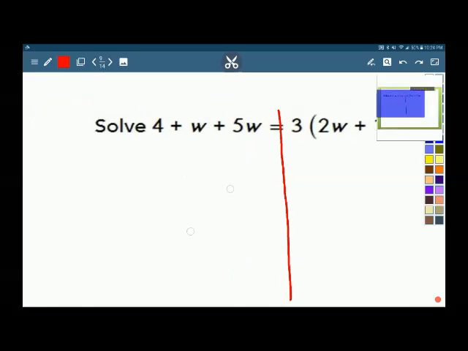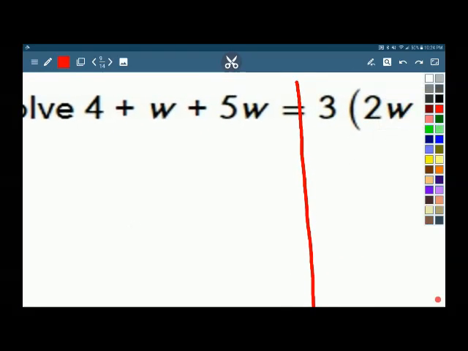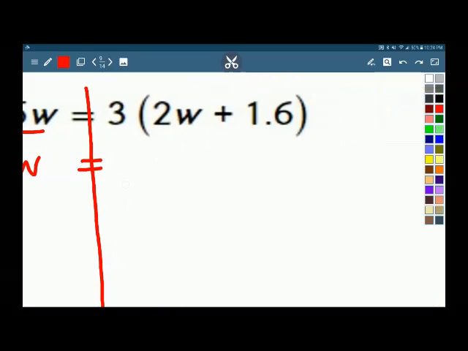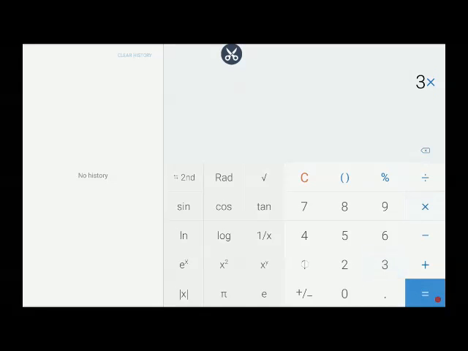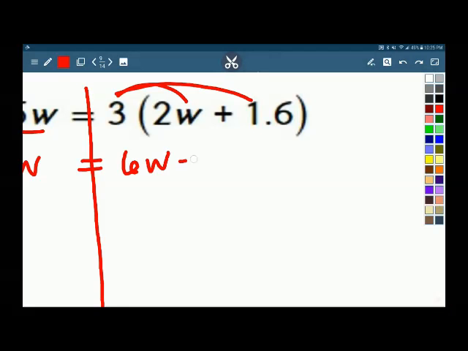So on the left side of the equation, I do see some like terms here. I see a W and a 5W that can go together. 1W plus 5W is going to be 6W. So we have 4 plus 6W on the left side. And then on the right side, I see a distributive property that 3 can multiply into the 2W and the 1.6. 3 times 2W is 6W. And then 3 times 1.6, that's going to be 4.8. So plus 4.8.